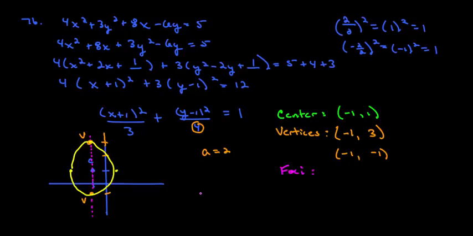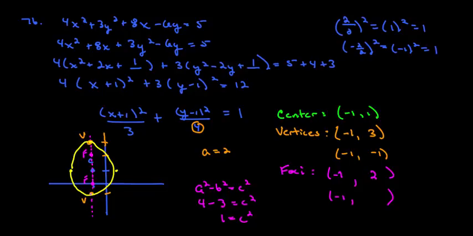Now the focal points are going to be, so my formula is a squared minus b squared is equal to c squared. So a squared is 4, b squared is 3, so 1 is equal to c squared, so c is equal to 1, which means that my focal points fall on nice values here. They both have x values of -1, but the y values are 2 for this top one and 0 for that bottom one.